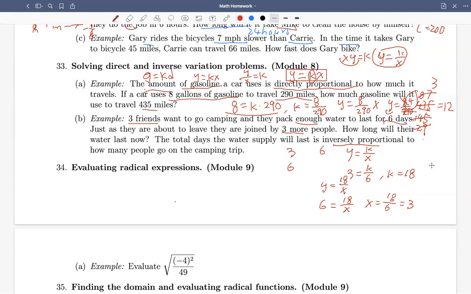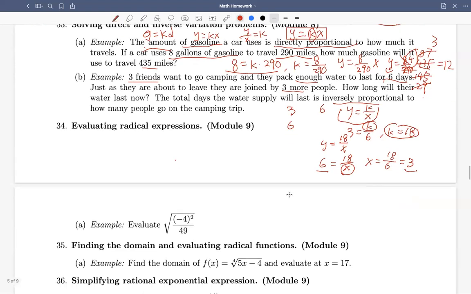All right, so this is inversely proportional. We just use the formula of inverse proportion, y equals k divided by x. Then we look for the data in the question to solve for k. So we did solve for k equals 18. We plug back into the formula where y equals 18 divided by x. Now the question is asking if 3 more people come. So 3 originally, 3 more, so now 6 people. We want to find out how many days the water is good for. So it's only 3 days.